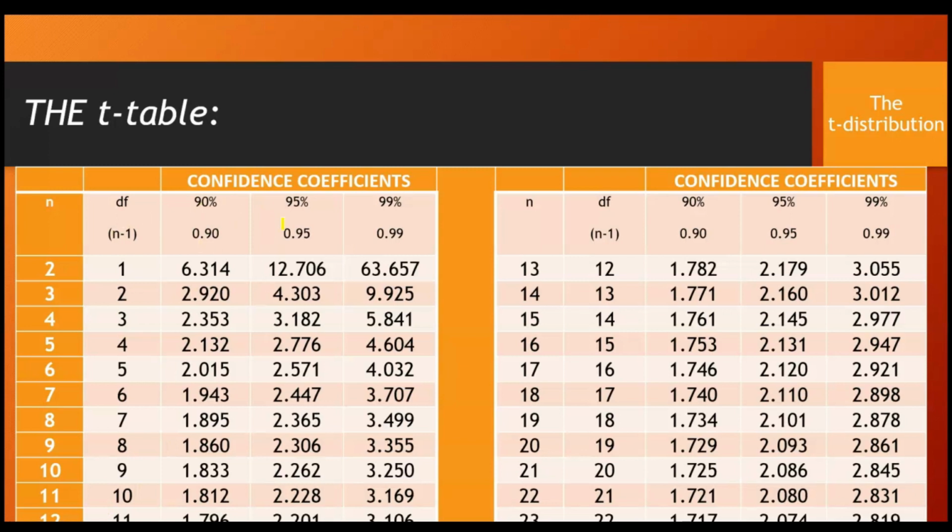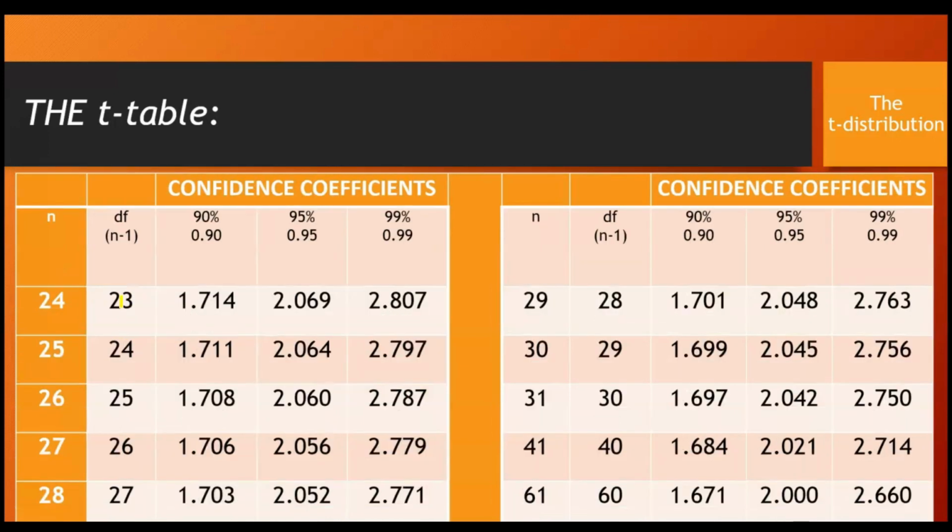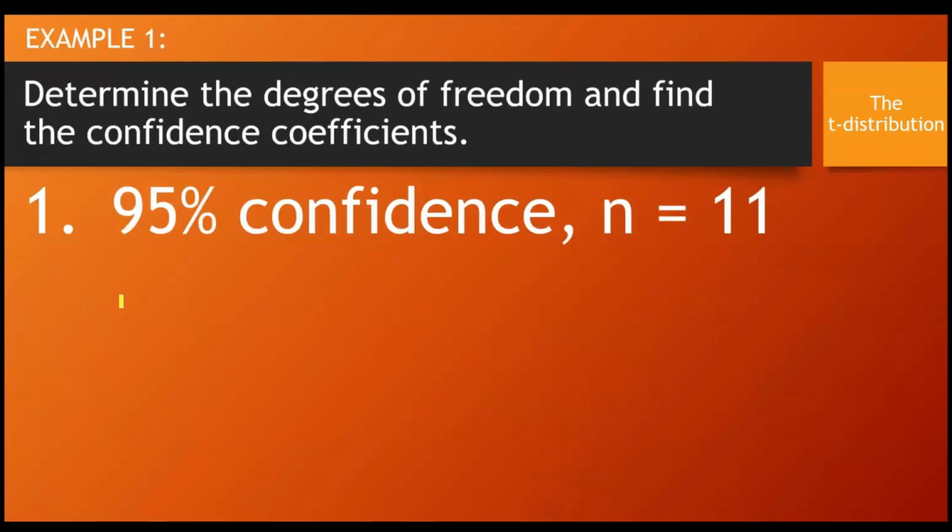So the upper three columns in the table are the confidence level, or the level of confidence. The first column represents the sample size, and the second column represents the degrees of freedom. The rest of the data represents the critical values of t, or the confidence coefficients. Let's have the first example, and we will determine the degrees of freedom and find the confidence coefficients of the given situation using our t-table.